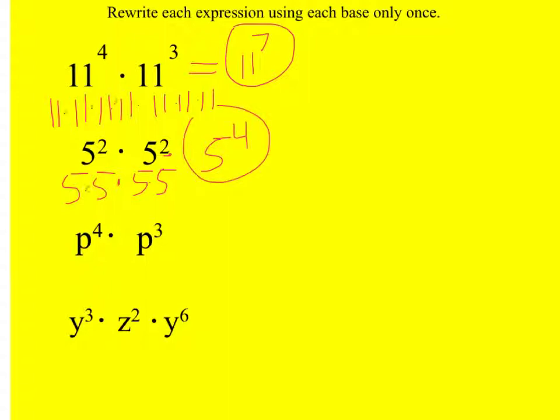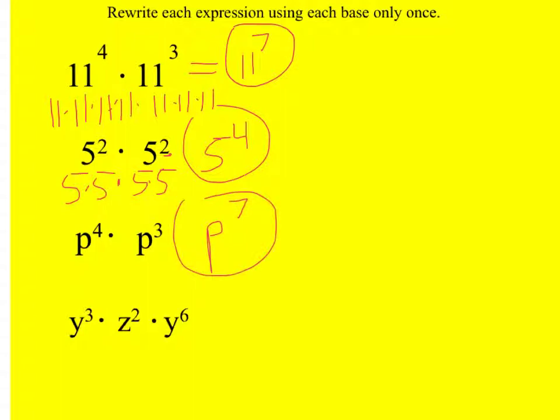They want us to rewrite the expression using a base only once. So here's one base and the exponent. So what would this be? 4 p's multiplied to 3 more p's would be a total of 7 p's that are multiplying.